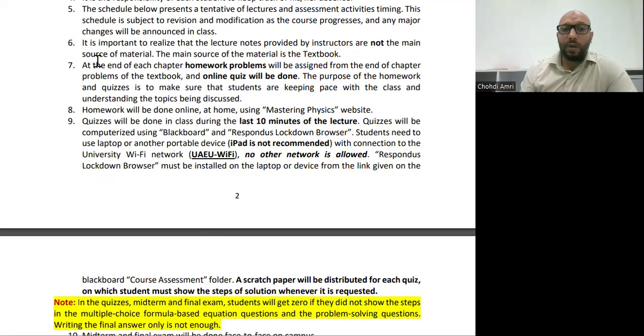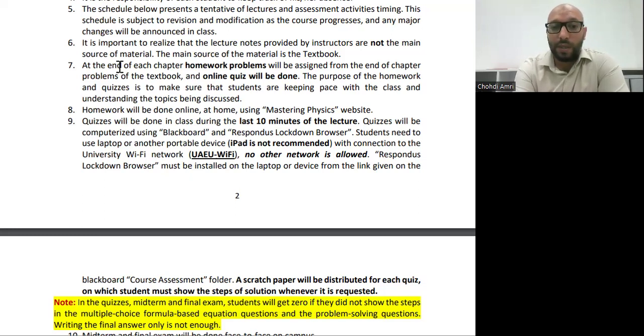I want to talk more about the homework and the assignments of this course. At the end of each chapter, homework problems will be assigned from the end of book problems of the textbook, and an online quiz will be done. Homework will be done online at home using the Mastering Physics website, but the quizzes will be in class during the last 10 minutes of the lecture.